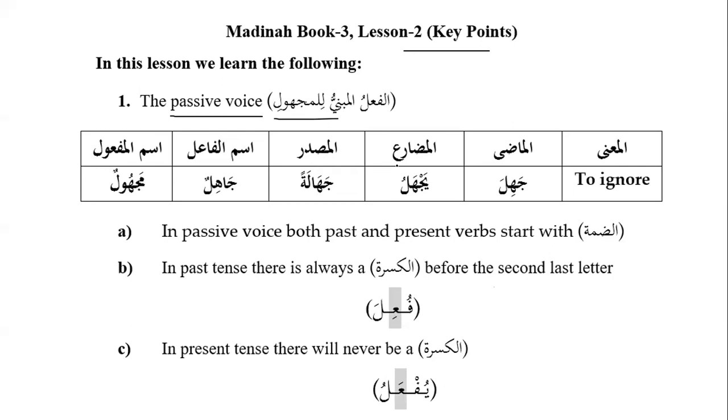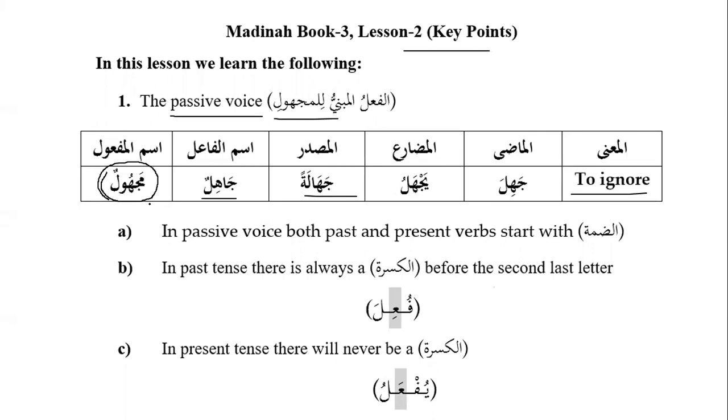I always emphasize that whenever you talk about something, first of all, you should be clear about the meaning. If we are not clear about the meaning, it's difficult to understand. Sometimes we complete the whole lesson and we don't really know what it is about. So it's basically jahila, yajhalu, on the pattern of sami'a yasma'u. Masdar is jahalun wa jahalatun, ismul fa'il is jahilun, and ismul maf'ul is majhulun, on the pattern of maf'ulun, meaning to ignore. So jahil means someone who is ignorant, and majhul is someone who has been ignored.